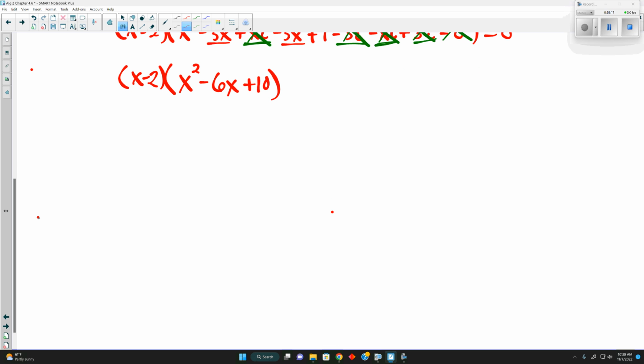Last but not least, we do it one more time. x times x squared is x cubed. x times negative 6x is negative 6x squared. x times 10 is plus 10x.